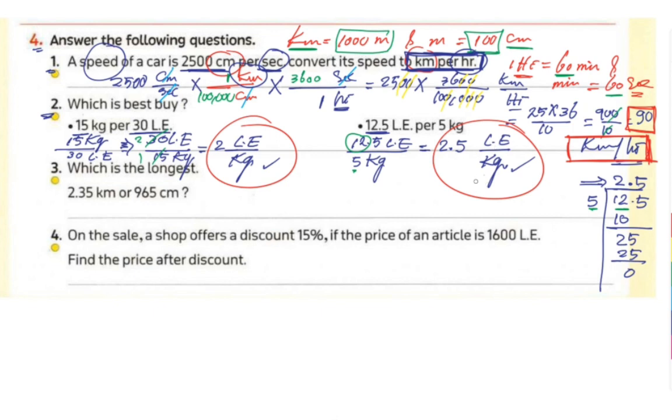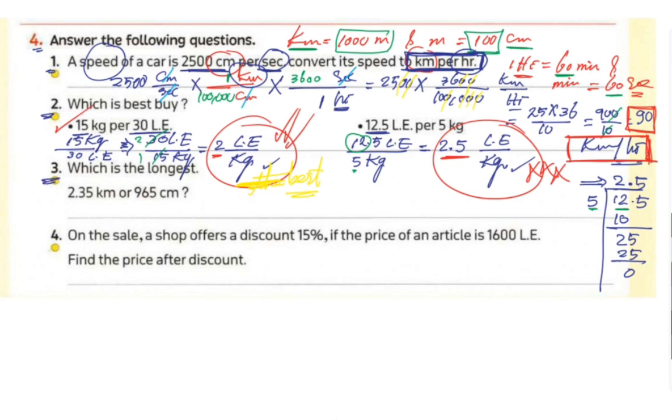2.5 LE per 1 kilogram or 2 LE per 1 kilogram? Of course, the cheapest one. The cheapest one here is this one, so that's the best. Now you can choose this one. This is no, because it's a high price. We have just 2 here. Okay, so this is the right one. Now go to question number 3.